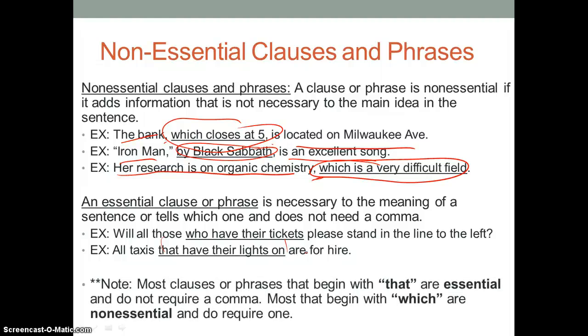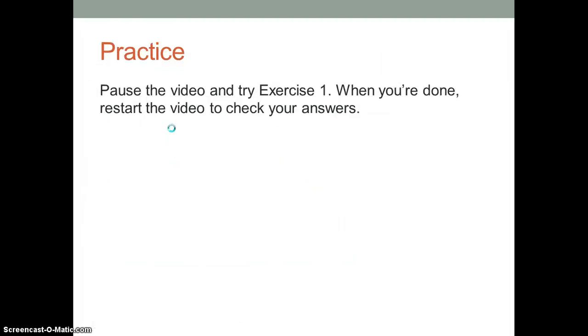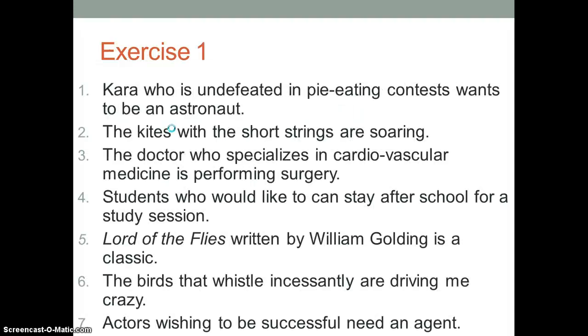A simple little tip that might help you: most clauses or phrases that begin with that are essential, such as this one, and so you don't need a comma, and most that begin with which, such as this one up here, are non-essential and do require one. Alright, because this is such a complicated rule, this interrupter of non-essential clauses and phrases, we're going to pause and do an exercise just on this one before we get into the other three. So go ahead, pause the video, try exercise 1, and when you're done, restart the video to check your answers.